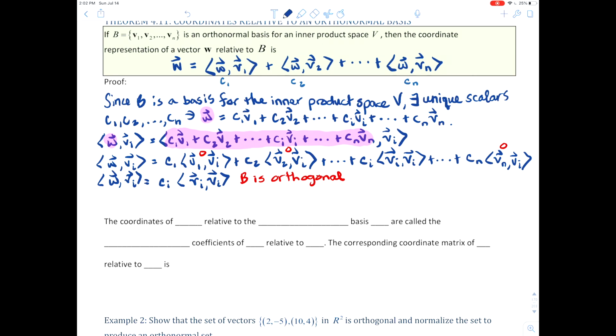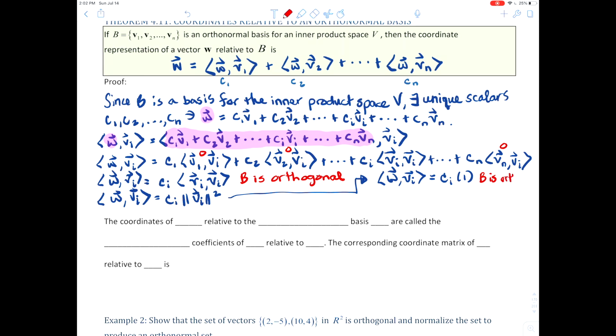And then, so now, what are we going to get? Well, this will be the inner product of W with Vi is equal to Ci times, well, isn't that equal to the magnitude of Vi squared, right, using properties of inner product? And then what will we get? We will get the inner product of W with Vi must be equal to Ci times what? 1. Beautiful. And that's because B is what? Orthonormal, right?